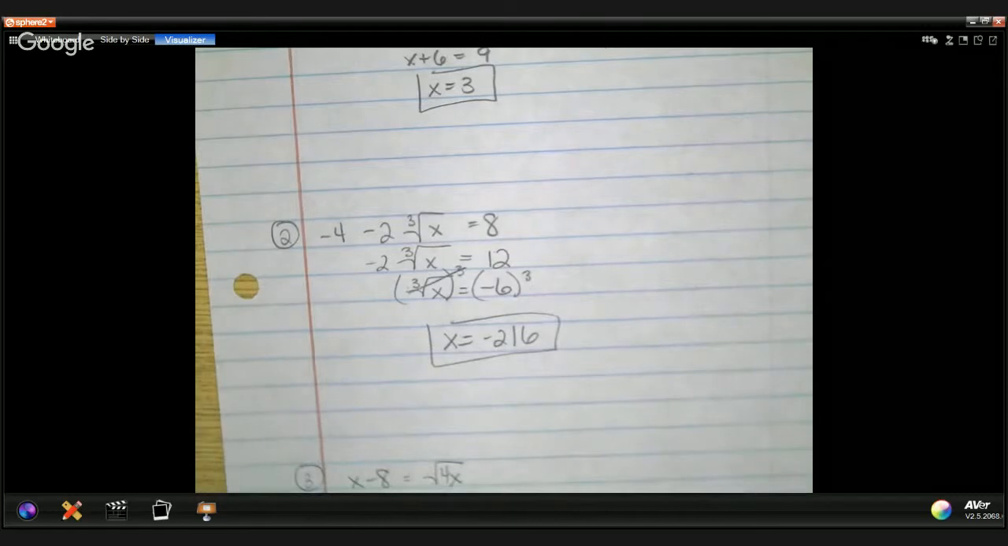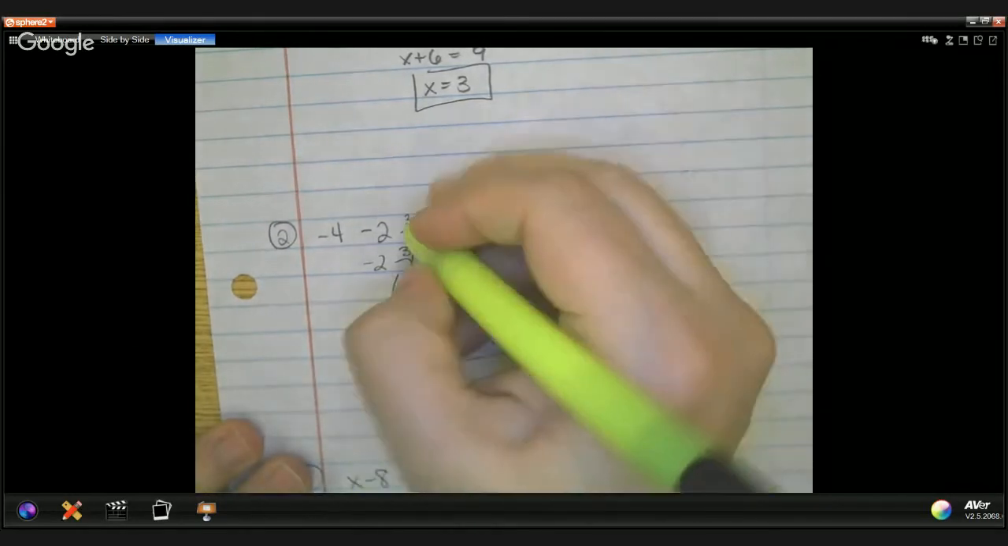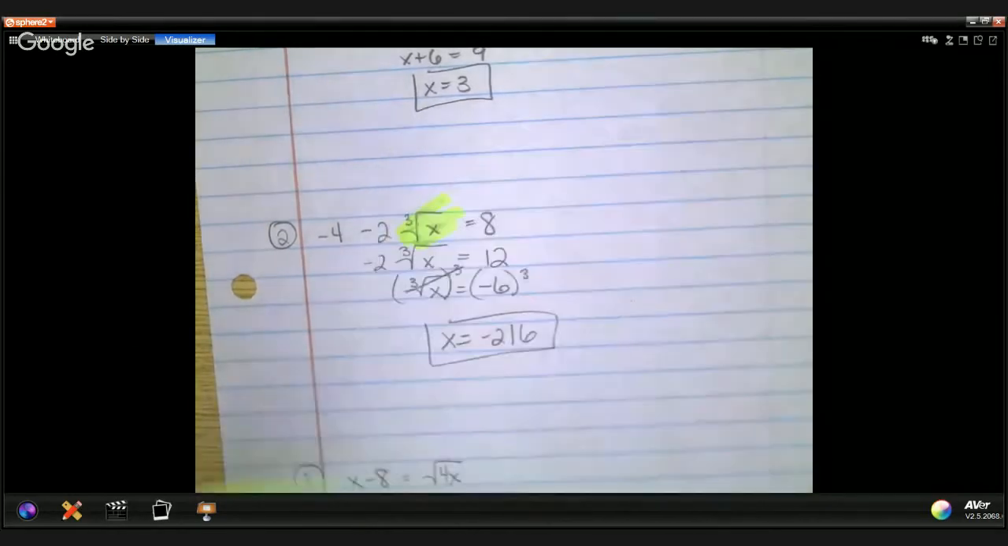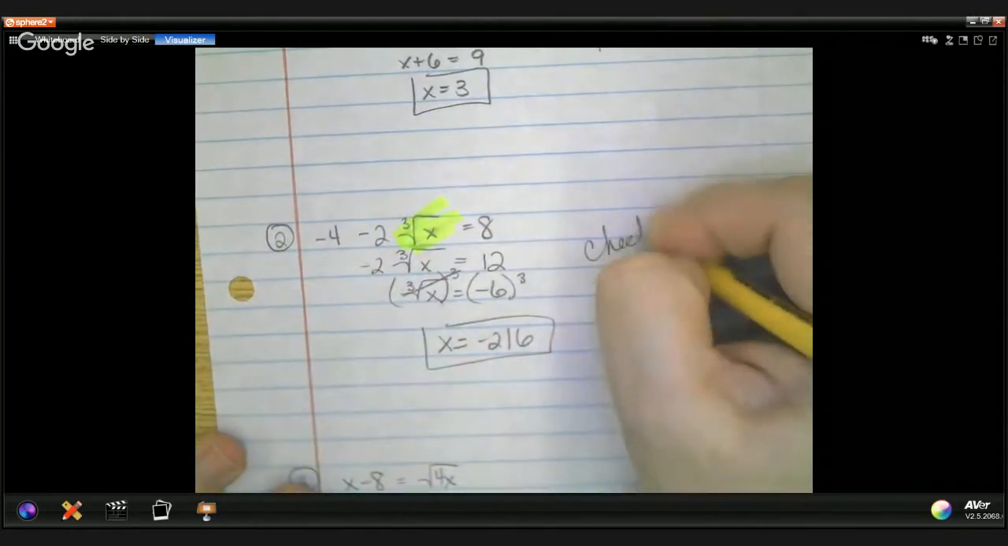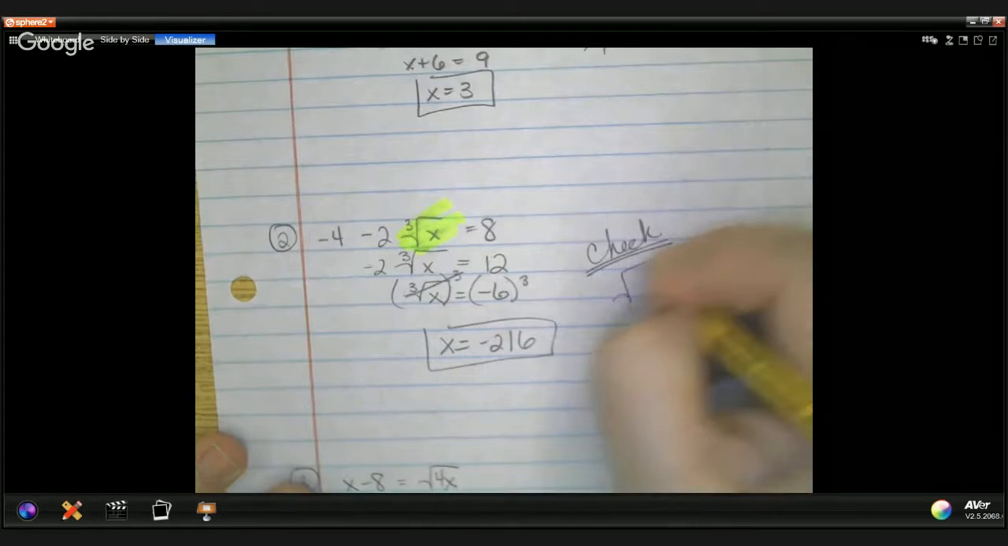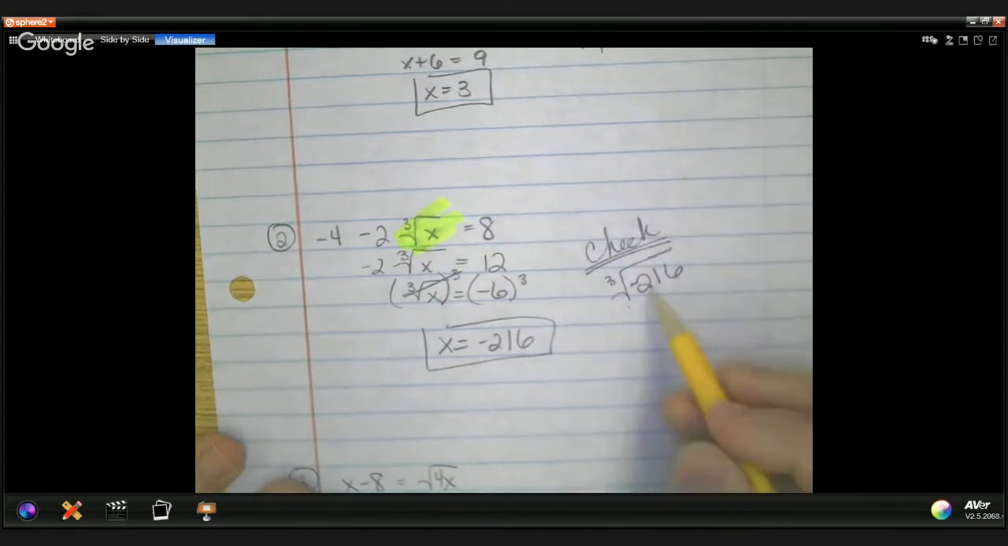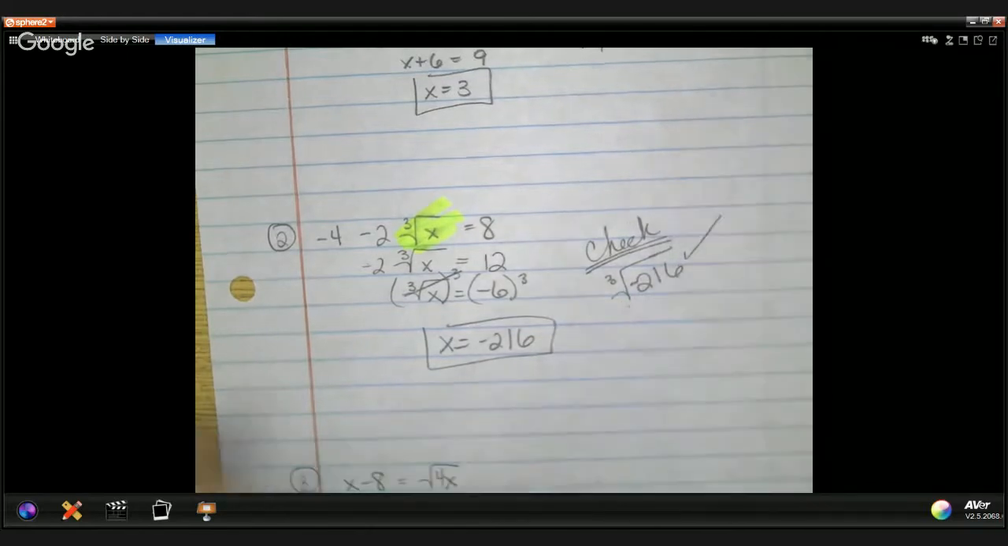But again, you have to check it here. I don't care about the other numbers. I'm only caring about my root. So I'm going to check it. And it's the third root of -216. It's a negative. But you can take the third root of a negative. And since you could take the third root of a negative, you're good to go.